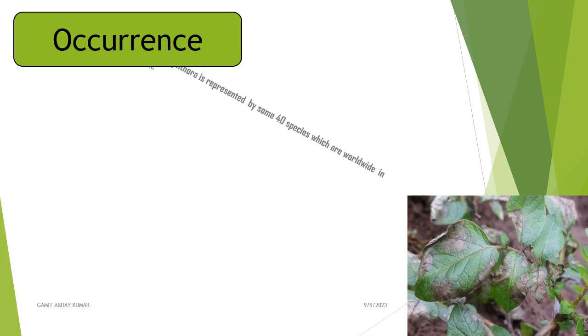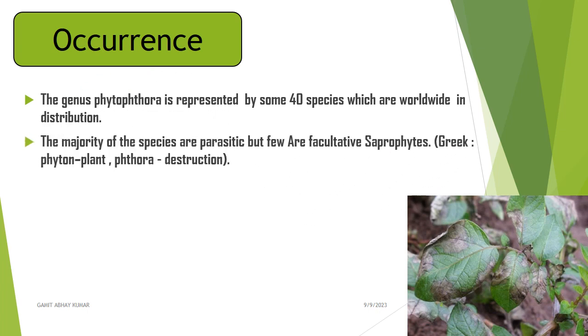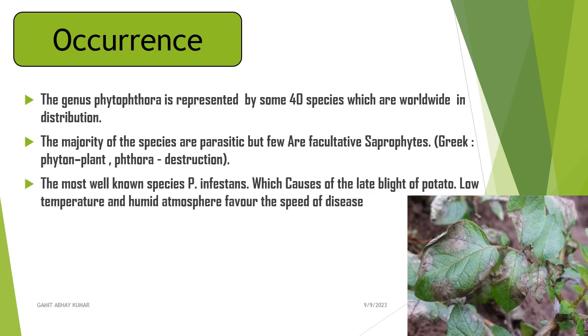Occurrence. The genus Phytophthora is represented by some 40 species which are worldwide in distribution. The majority of the species are parasitic, but a few are facultative saprophytes. Phyton means plant and thora means destruction. The most well-known species, Phytophthora infestans, causes the late blight of potato. Low temperature and humid atmosphere favor the spread of the disease.